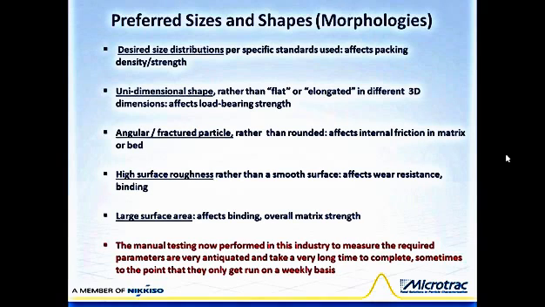They should be unidimensional rather than flat or elongated, which affects load-bearing strength. They should have angular rather than rounded surfaces, which affects internal holding friction in the bed. They should have high roughness rather than smooth surfaces, which affects wear resistance and binding property. Finally, they should have high surface area, which affects binding and overall mix strength.